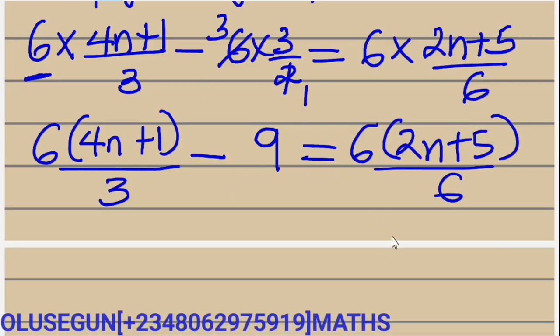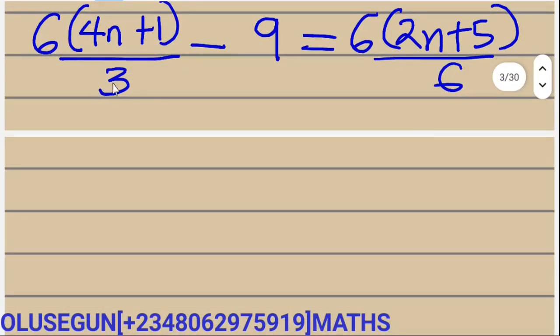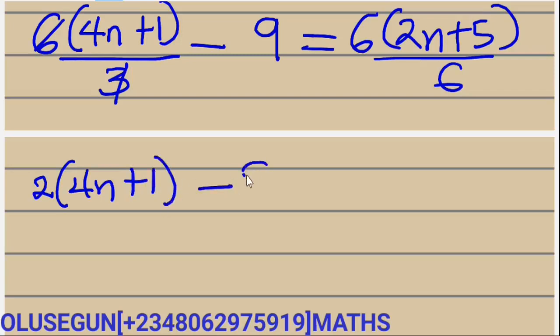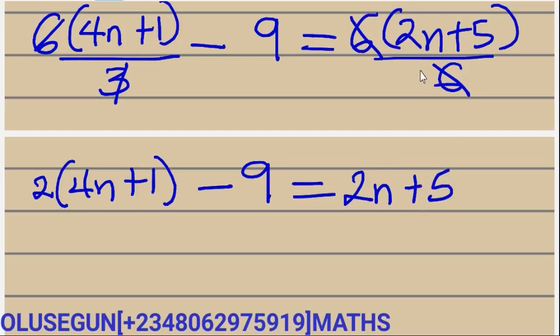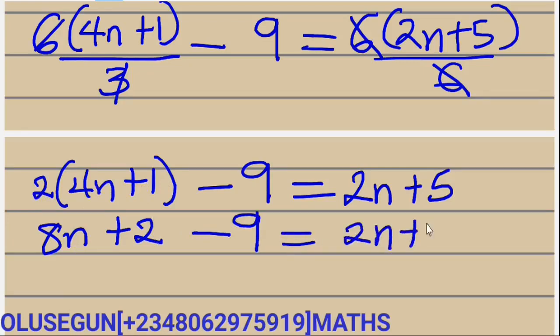So let's now do it again. You see that by the time the 3 cancels 6, it will give us 2 bracket 4n plus 1 minus 9 is equal to, by the time the 6 cancels 6, it will give you 2n plus 5. It's because of the bracket that makes it easy for you to know what you're supposed to do. So let's use the 2 to expand this. So we have 8n plus 2, because 2 times 4n will give us 8n, 2 times 1 will give us 2, minus 9 is equal to 2n plus 5.